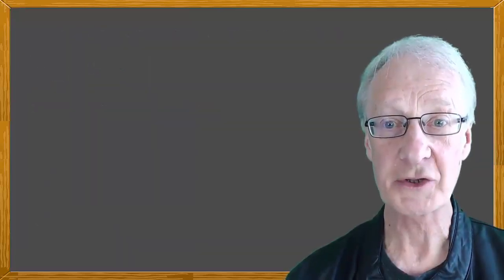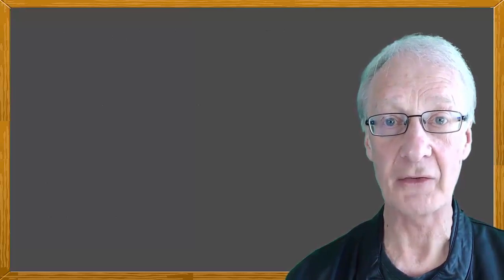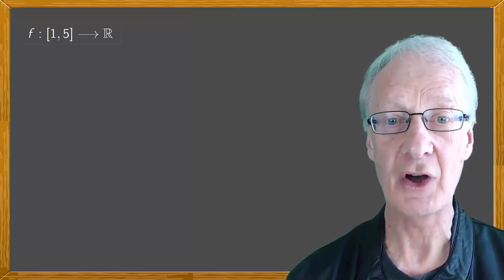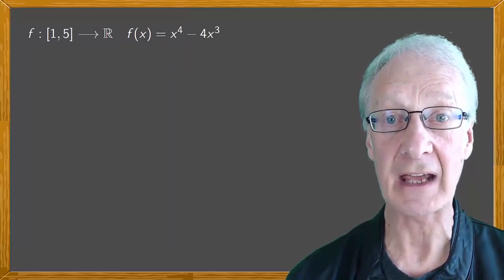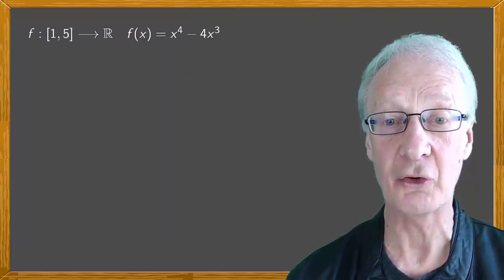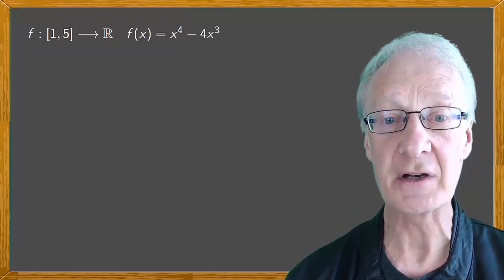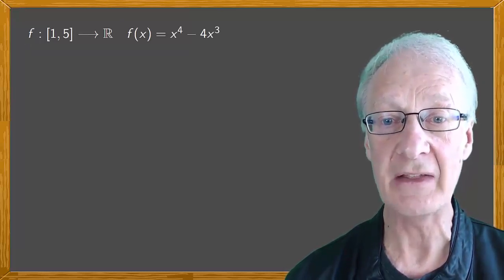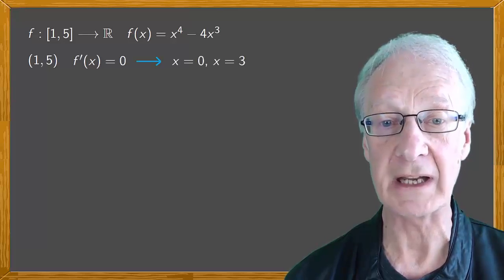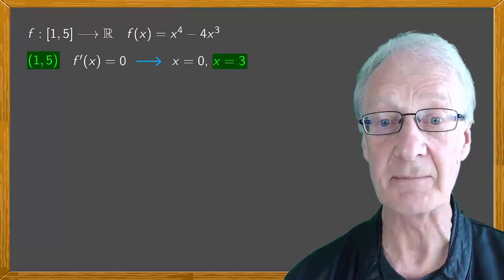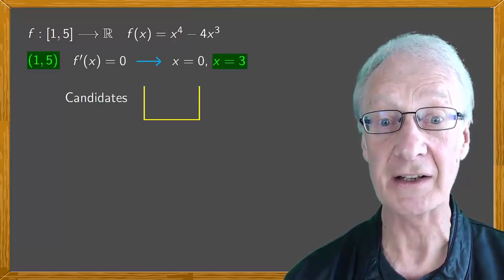For example, if we want to determine the absolute extremes of the function f defined on the closed interval [1, 5] in R, such that f(x) = x^4 - 4x^3, we first determine the critical points of f in the open interval (1, 5). For this we calculate the derivative, put it equal to 0, and obtain the values 0 and 3. Of these, the only one that's inside the interval is 3. So we have our first candidate.